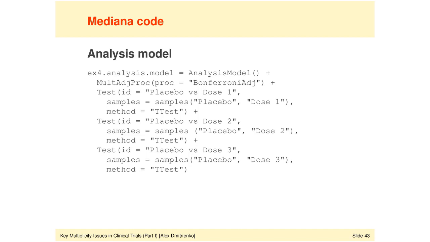Within each test object, we see first the ID that helps us identify this particular test. The second component is the samples argument. This argument defines the individual data samples to which this test will be applied. For example, the test that compares placebo to dose 1 will be applied to the data samples labeled placebo and dose 1, and those are defined within the data model. And finally, the method argument defines the two-sample t-test.